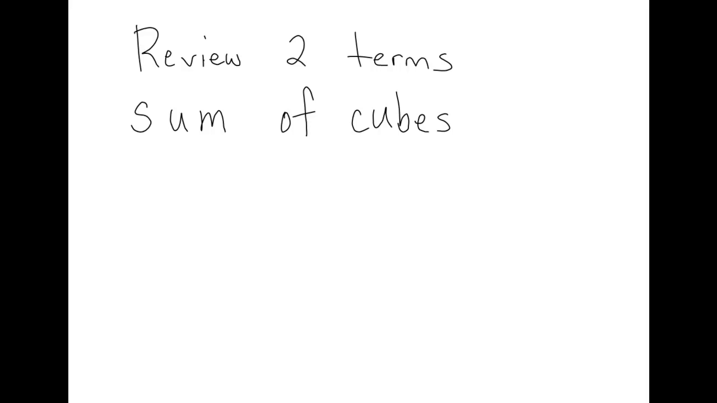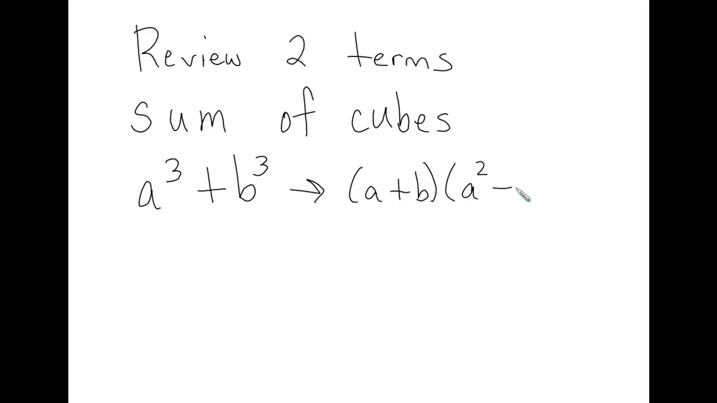Continuing our review of 2 terms, we're going to look at the sum of cubes. A cubed plus b cubed. The formula for this is a plus b times a squared minus a times b plus b squared. Again, remember the first sign is always the same. The second sign is always the opposite. The third sign is always positive. We can use the word SOAP to help us remember the signs.